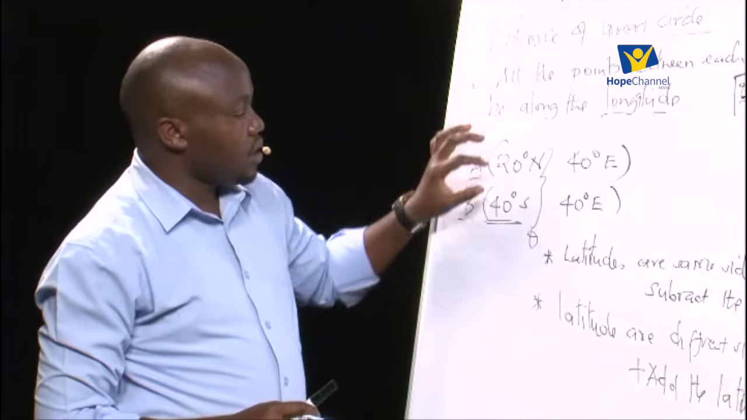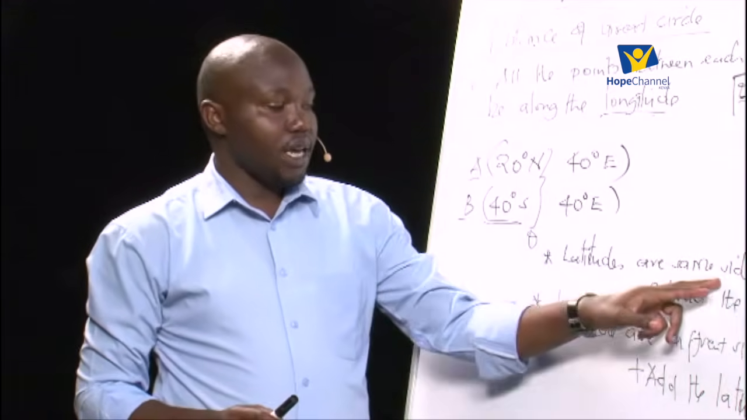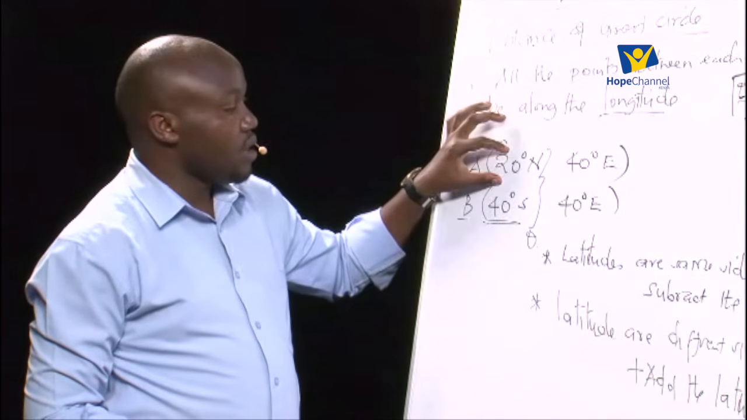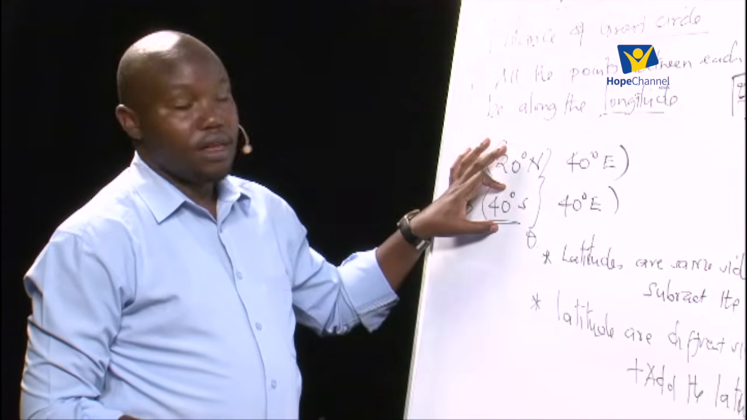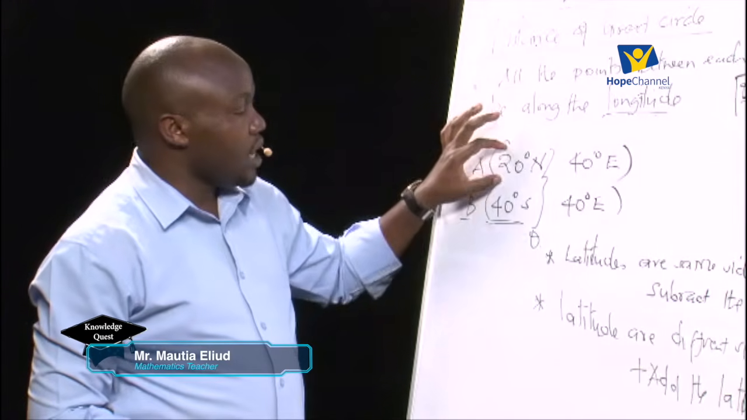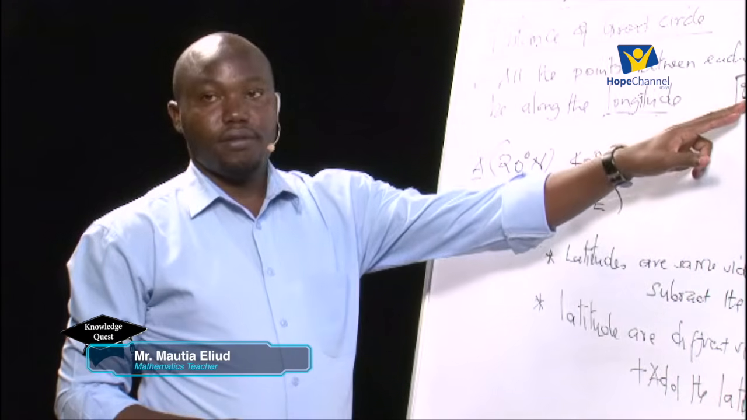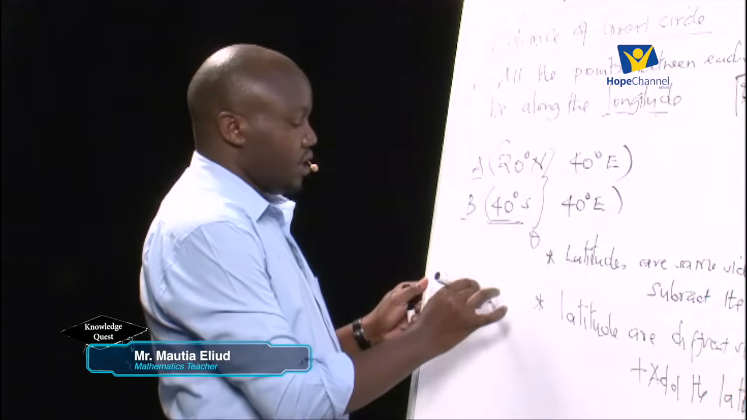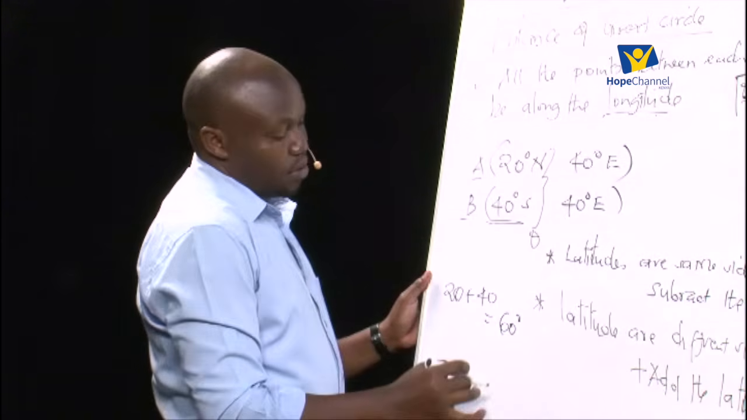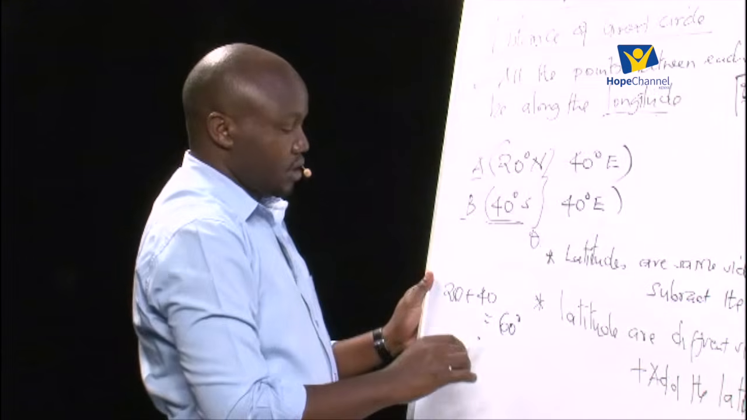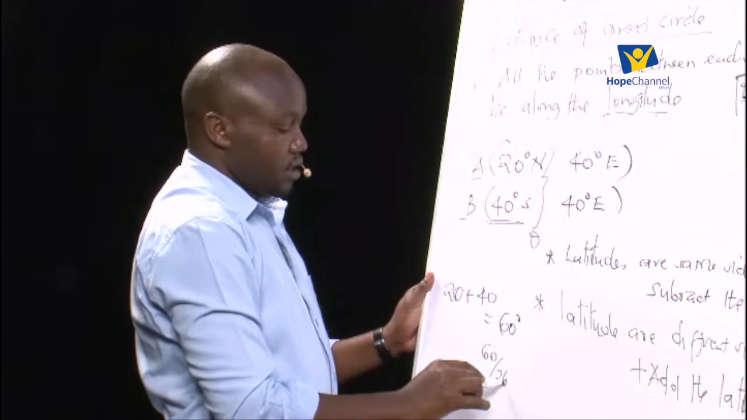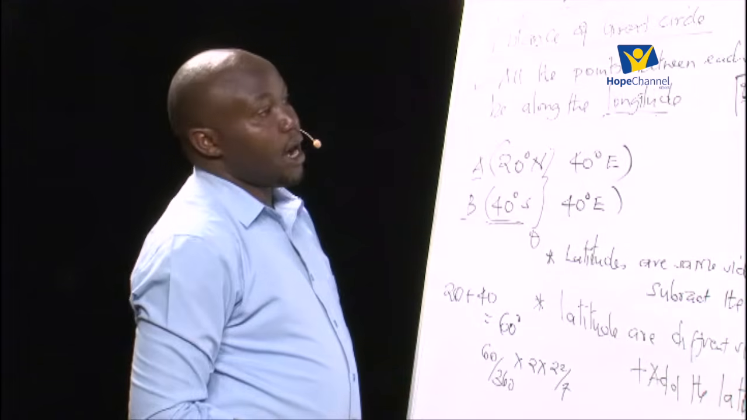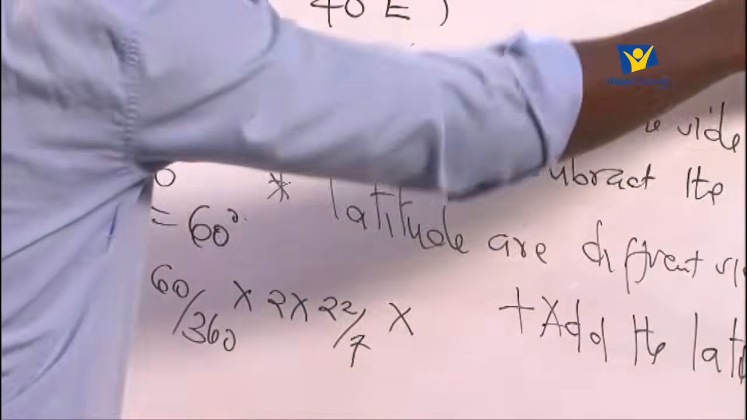Now this is north, this is south. Are they on the same side or different sides? They are on different sides. This one is north and this one is south. And therefore, if they are on different sides, then we add the two to obtain the angle theta. Meaning that I'm going to have what? 20 plus 40 gives me 60 degrees. So my formula is theta over 360, 2 pi r, which is now 60 over 360, multiplied by 2, 22 over 7 as the pi, then multiplied by the radius, which is 6370.